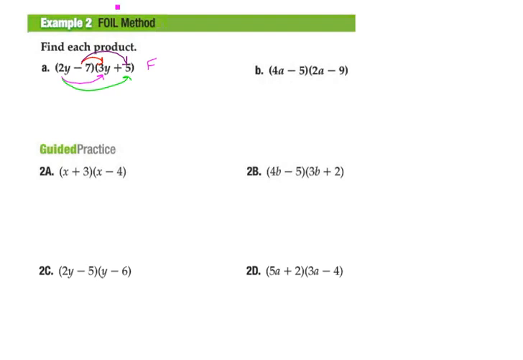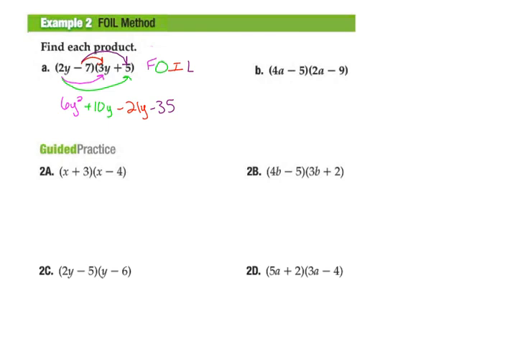So again, first and outside and inside and then last. Same concept that we just did. Okay, so let's do this. First gives us 6y squared. Outside terms give us a positive 10y. Inside terms give us a negative 21y. And then the two last terms give us negative 35.